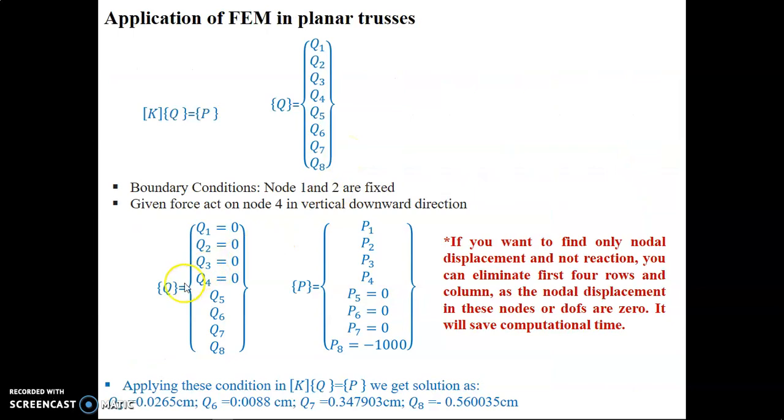So we will be changing our displacement matrix with the first four terms as 0, and now the next four terms will be associated with the deformation at the third and the fourth node, that is Q5, Q6, Q7 and Q8. These are the unknowns which need to be determined. Also the values of the reaction at the first and the second node, which are fixed, are also unknown. So this will also contribute towards the unknown values.